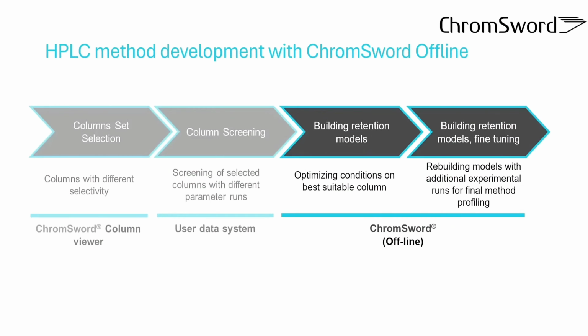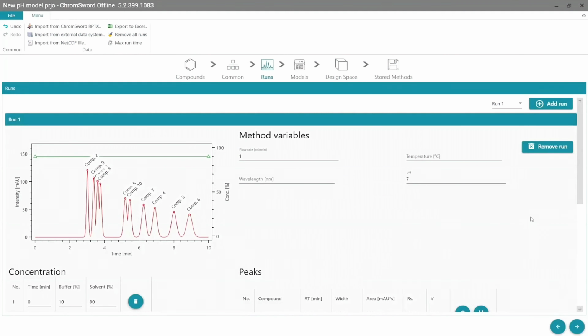As mentioned before, ChromSword Offline is a part of ChromSword Method Development Suite that includes packages for automated HPLC method development with AI algorithms and automation of robustness studies. In this video, we will continue to focus on the HPLC method development process with ChromSword Offline only, where the choice and screening of columns are done by the user on their instrument with any data system. So, let's get down to it.